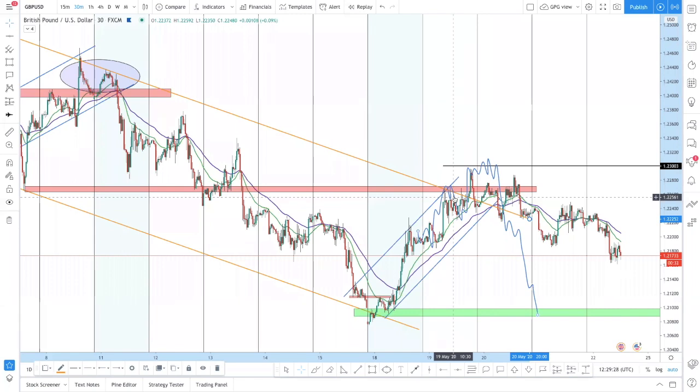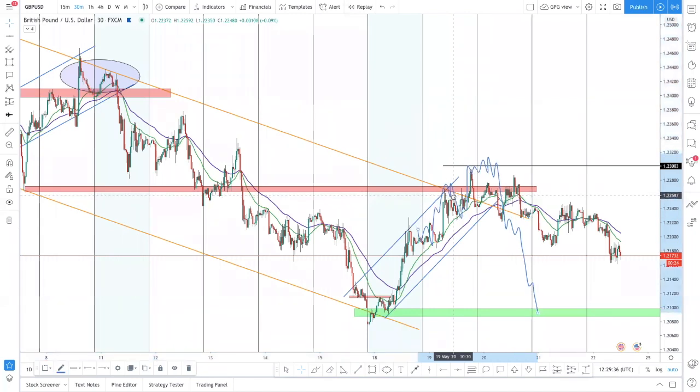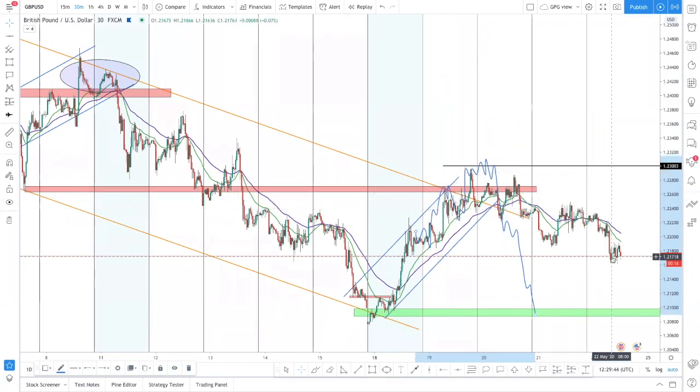Again, the students are here. You can ask them in the chat if you're not sure whether I'm telling you the truth or not. This is not something I draw after it happened. This is my expectation, and this is how it played out.